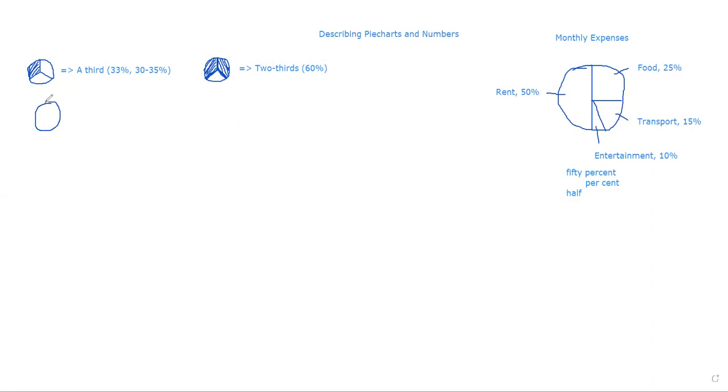Now another one. Take a look at this one. What is the percentage of the next one that I am drawing? Try to identify the percentage for this one. 1/4. Okay, very good.